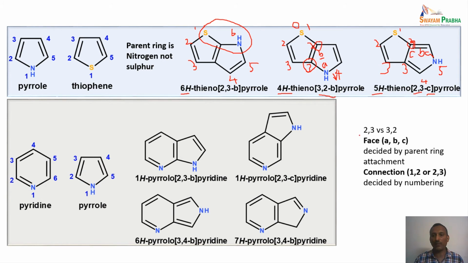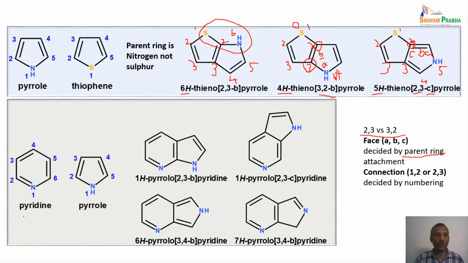So as I mentioned here, whether it is a 2,3 or the 3,2 fusion, that is 2 here and 3 here versus 3 here and 2 here, fusion is based on the parent ring. So you have to first consider the parent ring attachment. So the nitrogen ring is the parent ring. So the first point of attachment is considered as 3, and we do not come from sulfur to number 2. So this is one thing you have to remember. And the connection is basically decided by the highest priority group for the numbering.